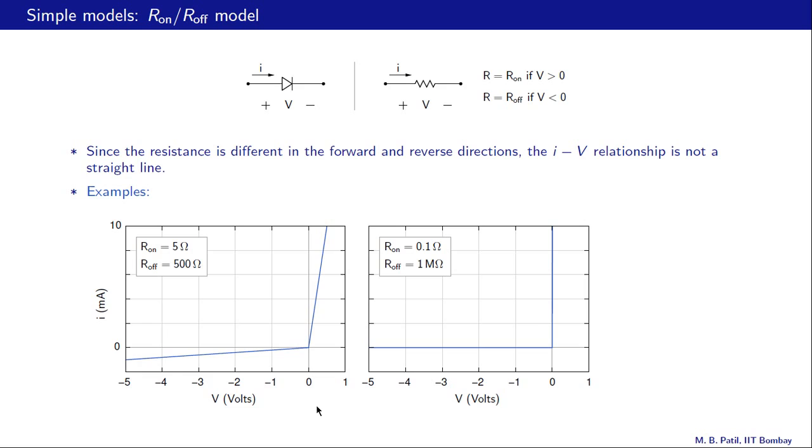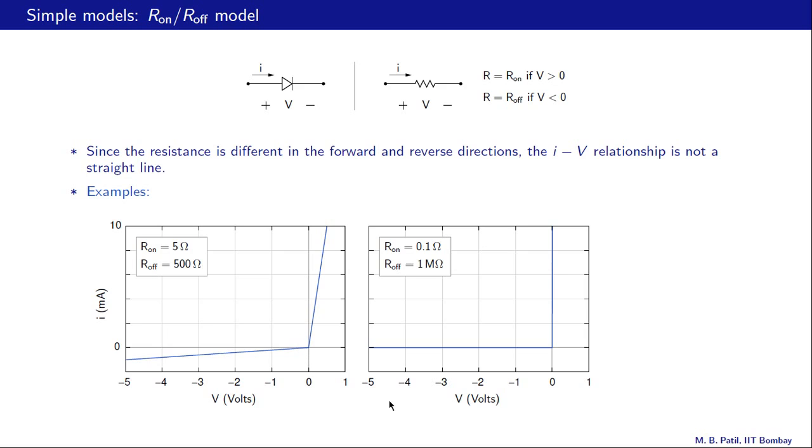The I versus V relationship for the diode is given by a straight line if we use this simple model. What is the slope of the straight line? If V is positive, the resistance is R on, so therefore this slope is 1 over R on. Remember, we are plotting I as a function of V, and therefore the slope is 1 over R. When V is negative, the slope is given by 1 over R off. Now here, since R on is much smaller than R off, this slope is much larger than this slope.